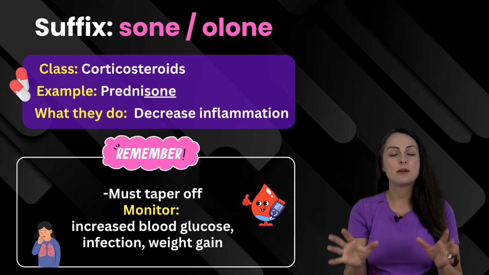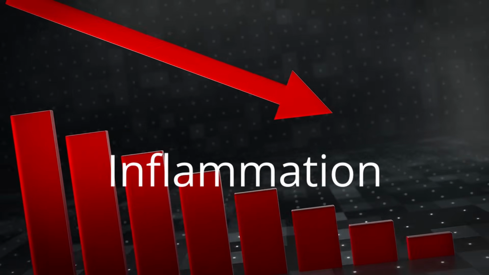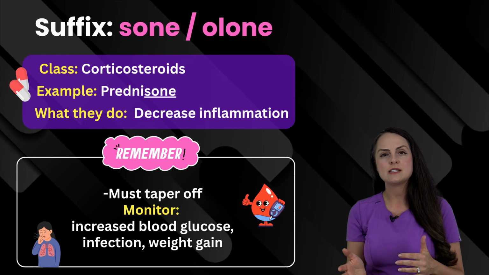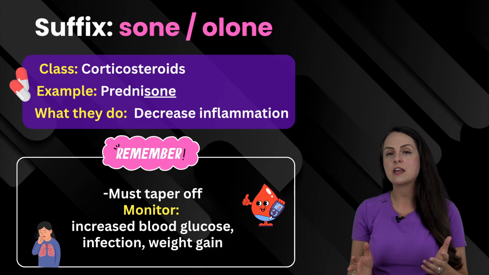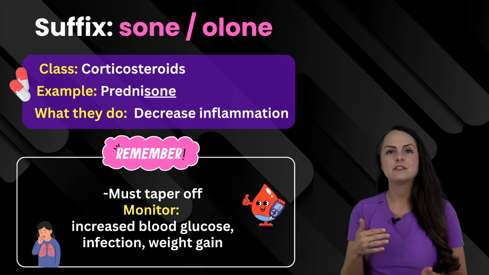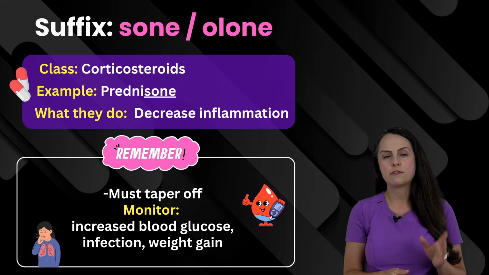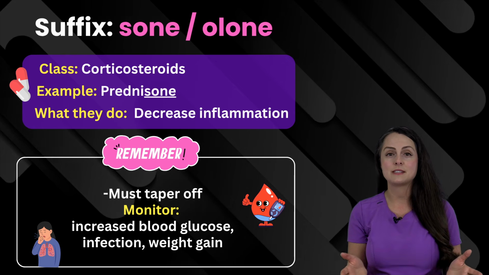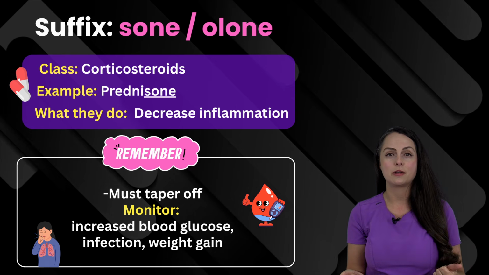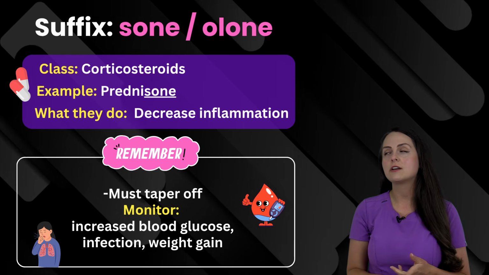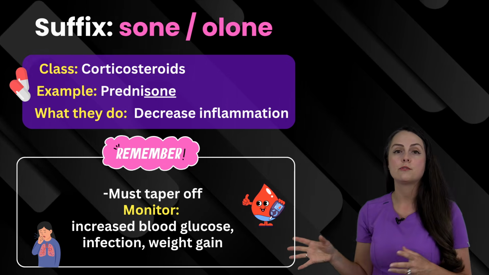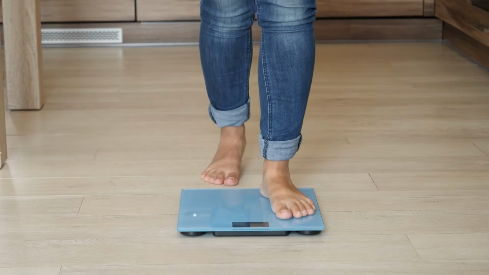Now, how do they work? They decrease inflammation. So whenever a patient's taking these, especially long term, they cannot just be abruptly stopped. They have to be tapered off that dose slowly. And you want to monitor for the following. First up is hyperglycemia. These medications increase that blood glucose level. Also, they can cause your patient to be at more risk for infection and unfortunate weight gain.